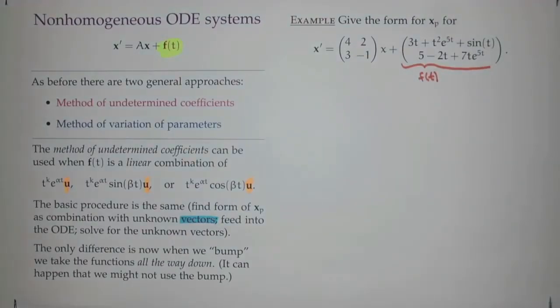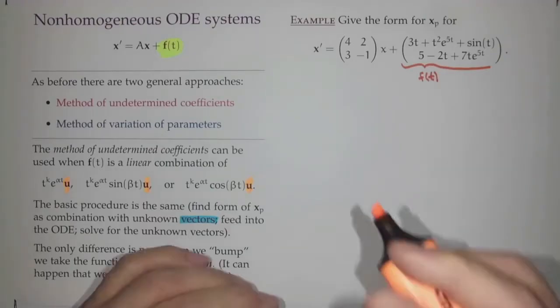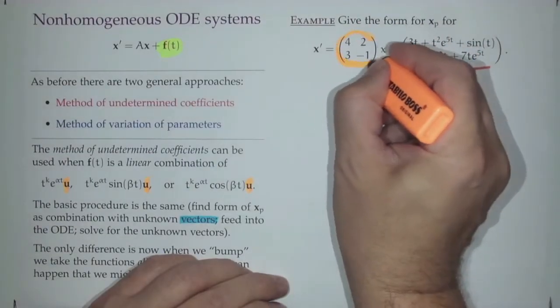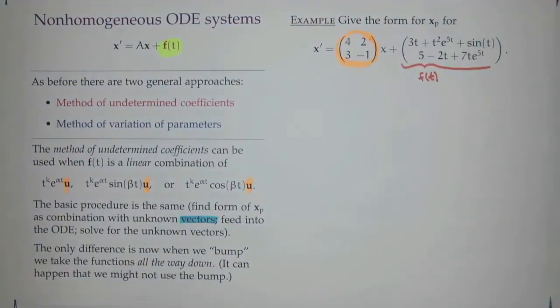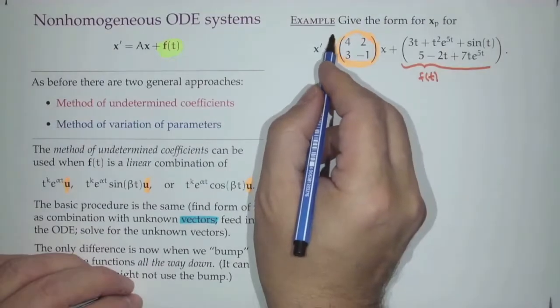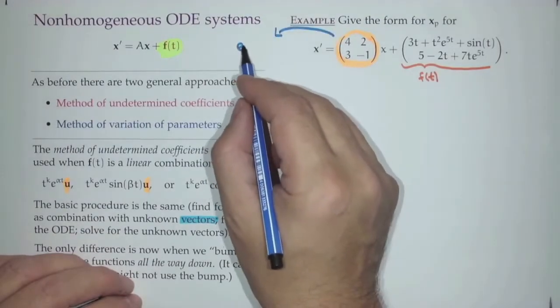So before we get too far into this process, it might help to think of some of the things we would do before. When we were doing the method of undetermined coefficients, we'd say, well, let's look at the homogeneous part. And for us, it comes down to saying, let's think about this matrix. We'll test your recall, because we've seen this matrix before. 4, 2, 3, negative 1. Do you remember anything about this matrix? And by anything, the eigenvalues.